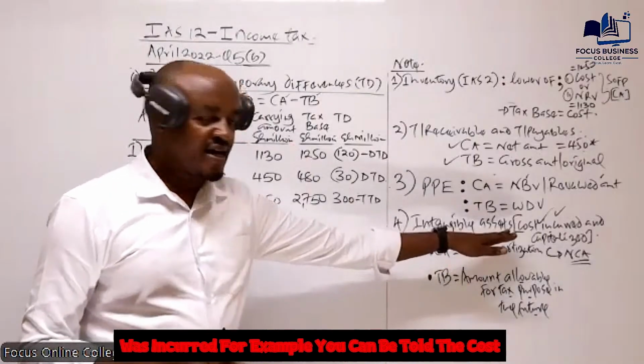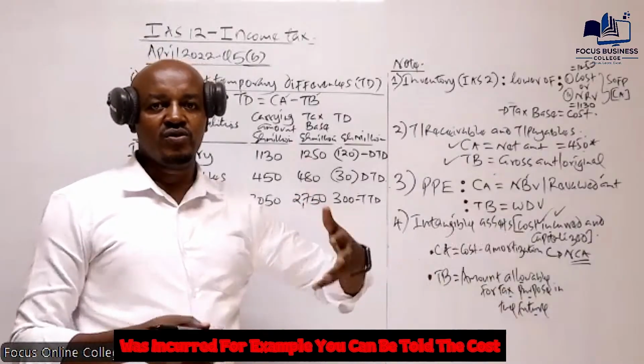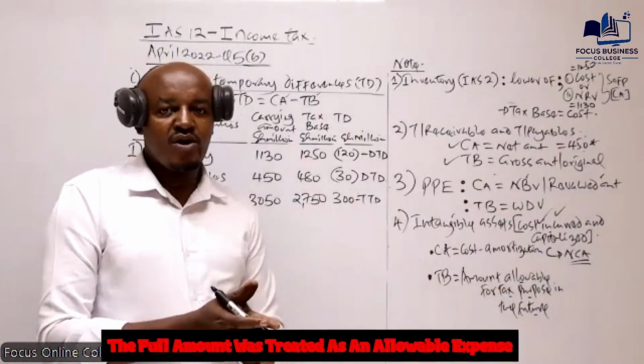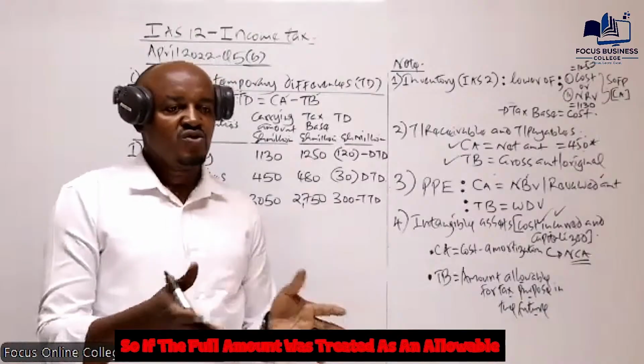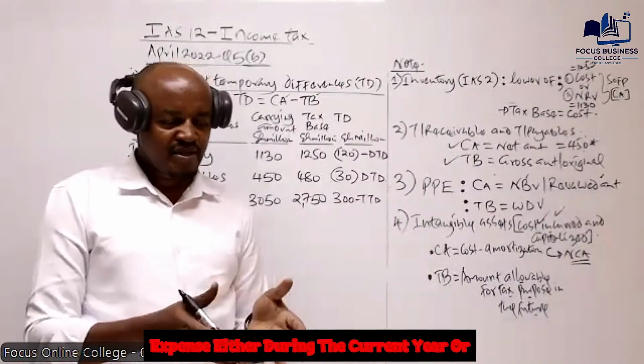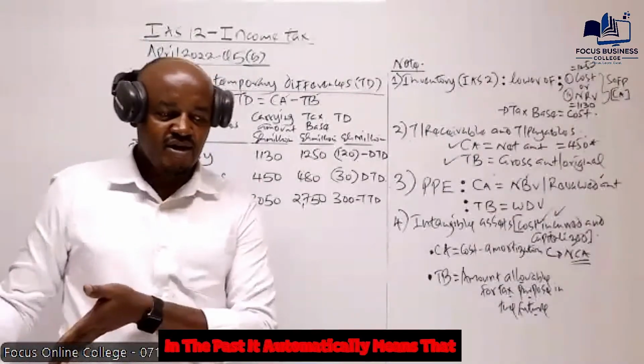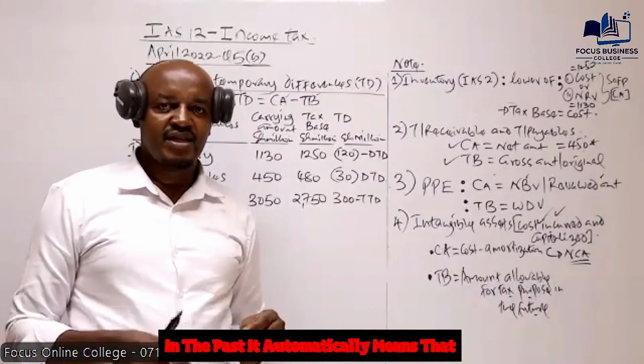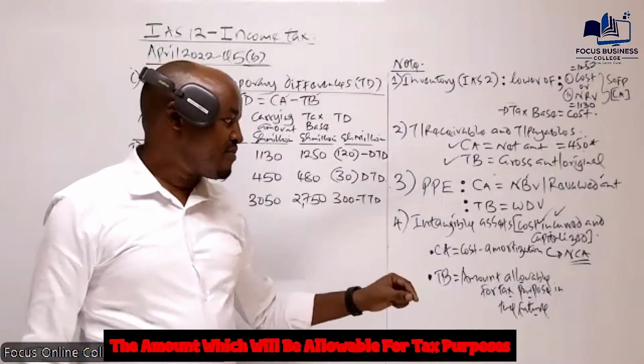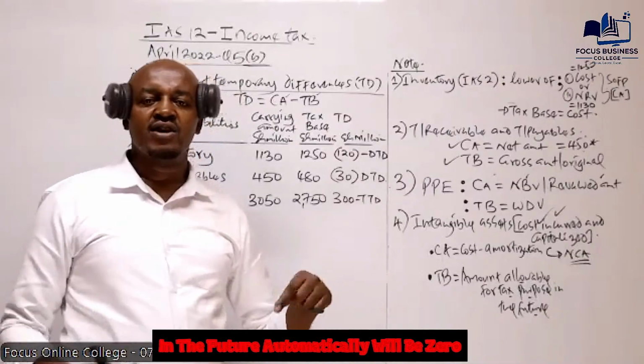In most of the questions you'll come across, the examiner will tell you that when this cost was incurred, for example during the current year, the full amount was treated as allowable expense. If the full amount was treated as allowable expense, either during the current year or in the past, it automatically means that the amount which will be allowable for tax purpose in the future will be zero.